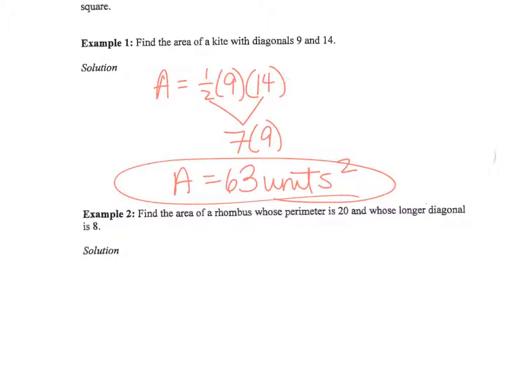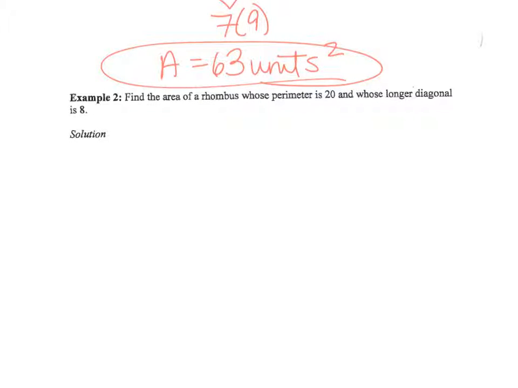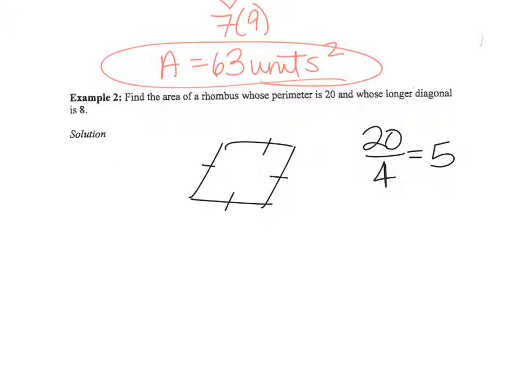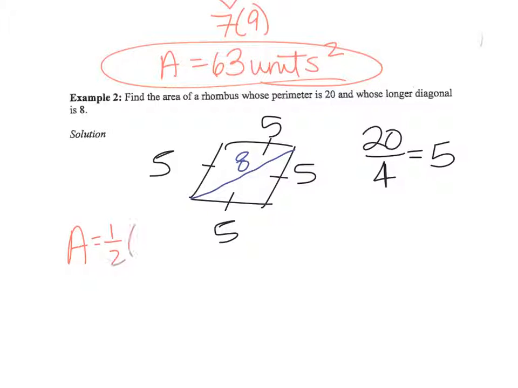The next example says, find the area of a rhombus whose perimeter is 20 and whose larger diagonal is 8. If we know we have a rhombus, you know that a rhombus has 4 congruent sides. So if the perimeter is 20, we divide that by 4. Each side is 5. We also know that the longer diagonal is 8. So now to find the area, we would have area equals 1/2 times 8 times, we don't know, this diagonal.